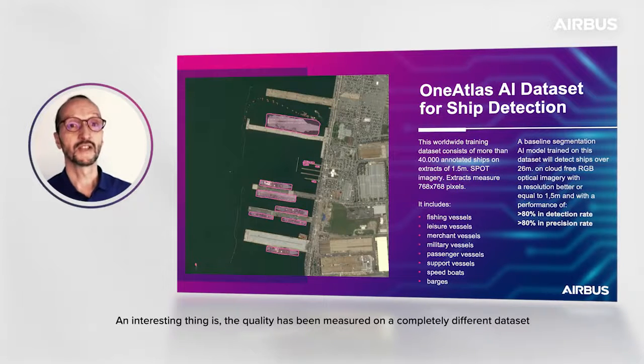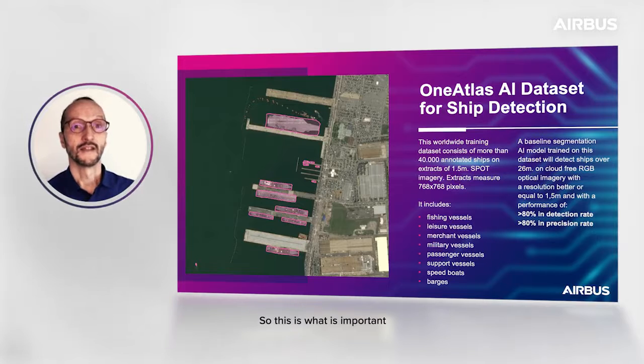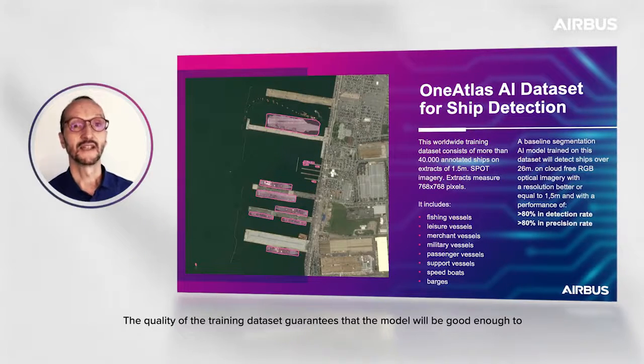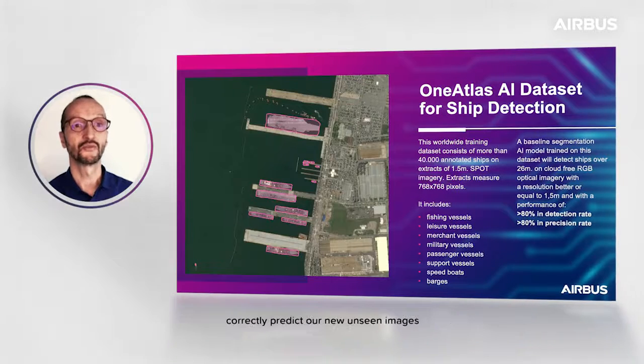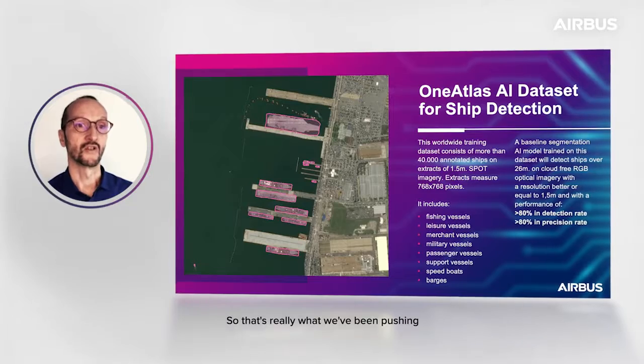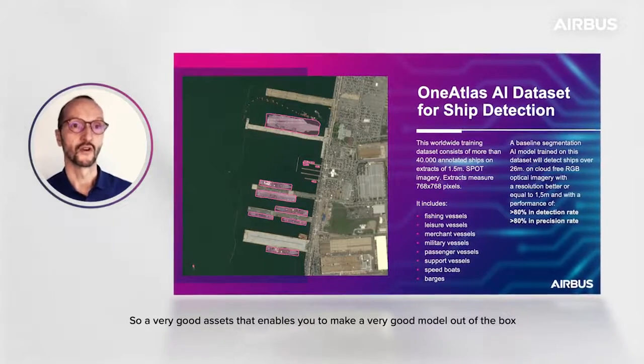The interesting thing is the quality has been measured on a completely different data set. So this is what is important. The quality of the trained data set guarantees that the model will be good enough to correctly predict on new unseen images. So that's really what we've been pushing. So a very good data set that enables you to make a very good model out of the box.